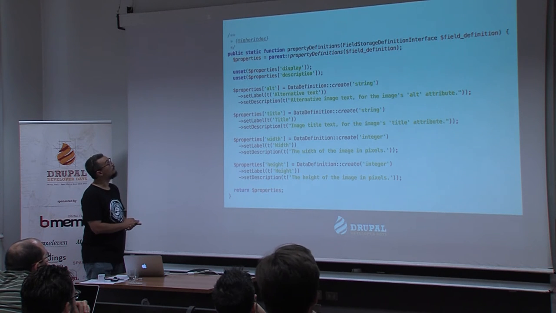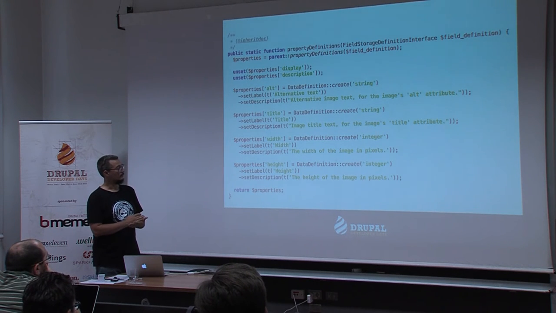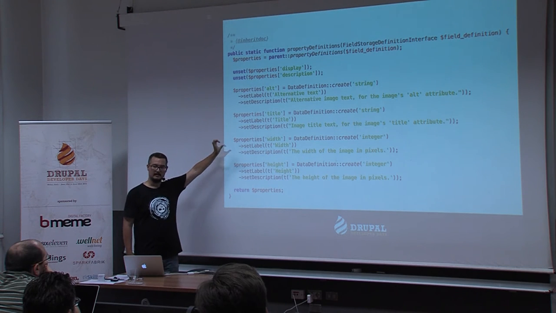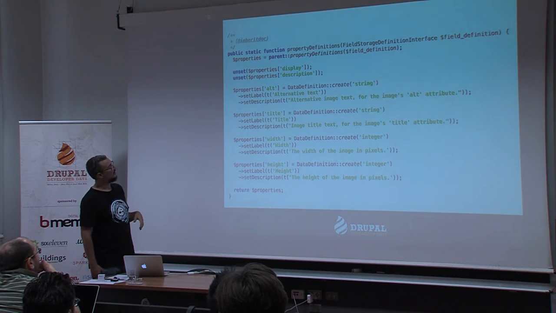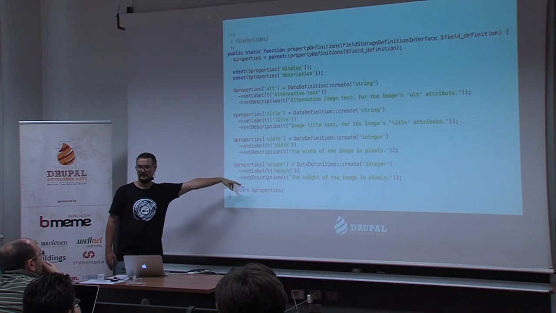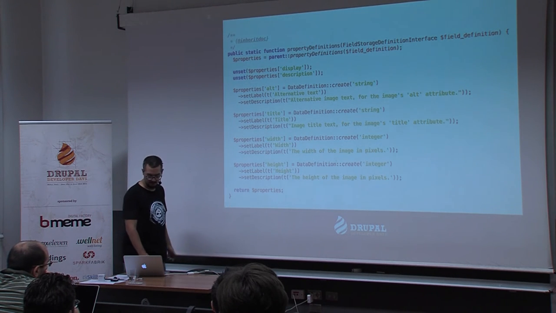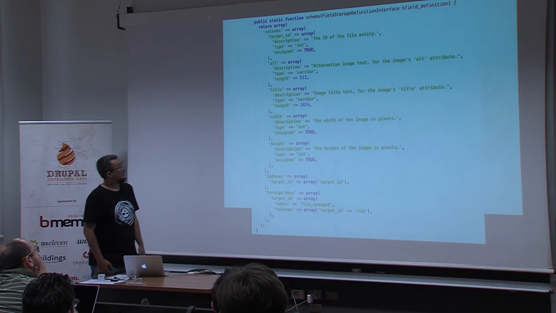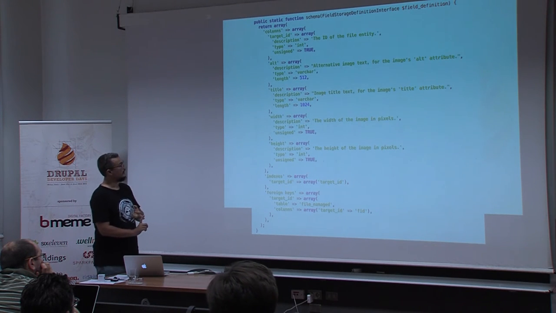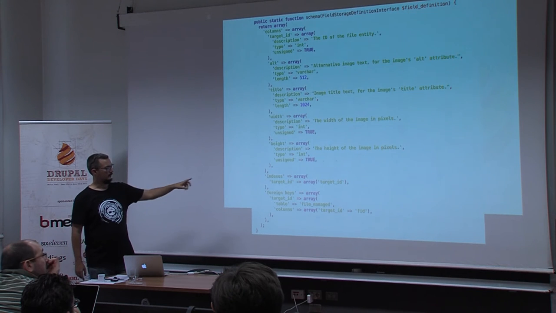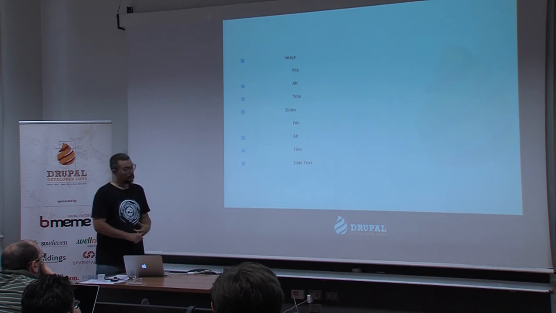Yeah, so we have another method here, the property definitions, which is the method in the base class, so you can see what is done there. We are creating the alternative text, the title, the width and the height of the image, and in our child class, we are adding a new property, that's it. And in our schema, we will have the file ID, the alternative text, the title, the indexes and foreign keys, and we are adding a new column there. That's it.